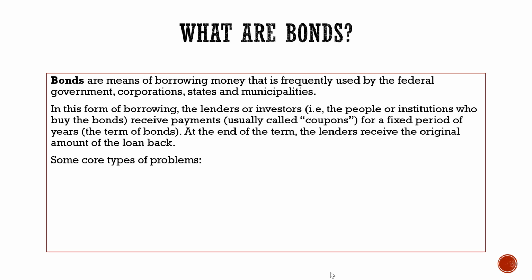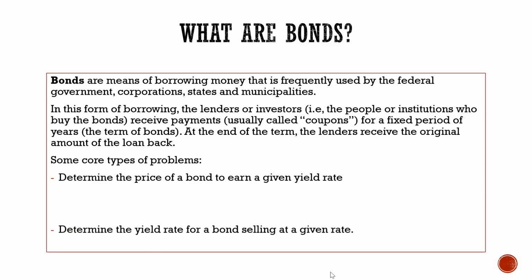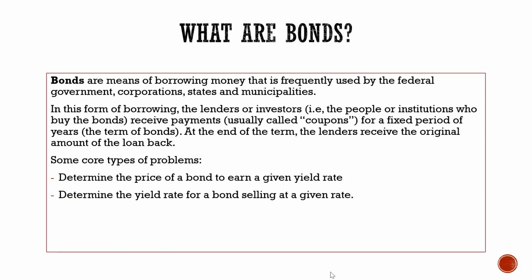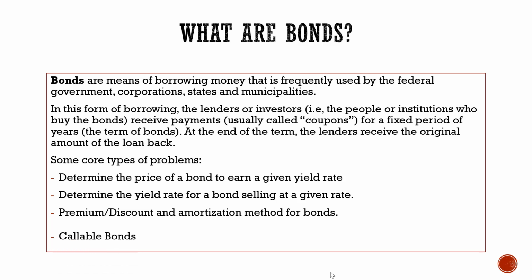There are some core types of problems relating to bonds. Determine the price of a bond to earn a given yield rate. Determine the yield rate for a bond selling at a given price. Premium or discount amortization method for bonds. Callable bonds. So now let's learn how to evaluate the price of a bond.